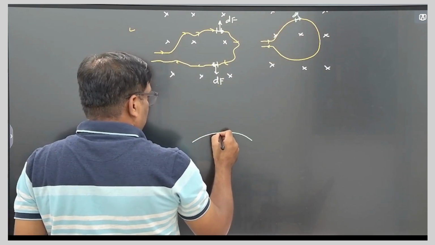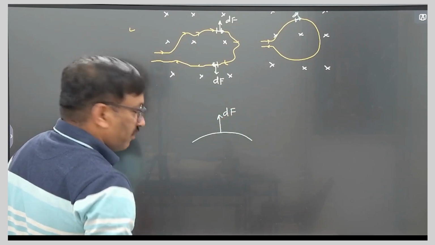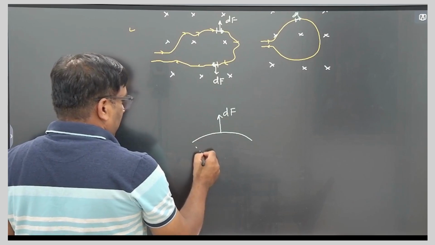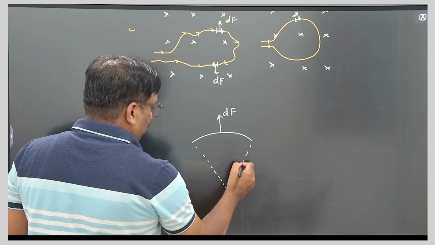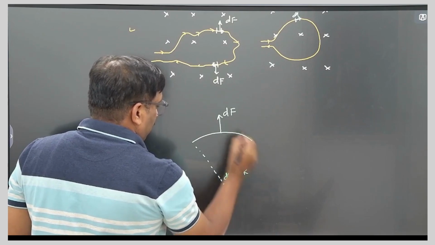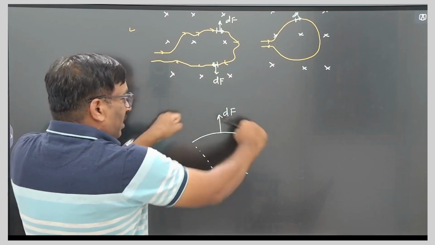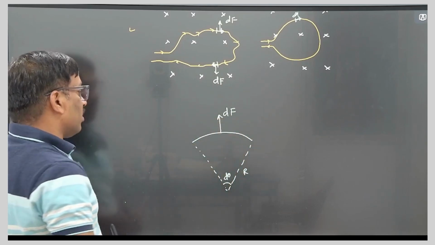Due to this force dF, this small part makes an angle dθ at the center, and this is your radius. So due to this force, what will happen now? It is developing a tension here. The tension we want to calculate now.